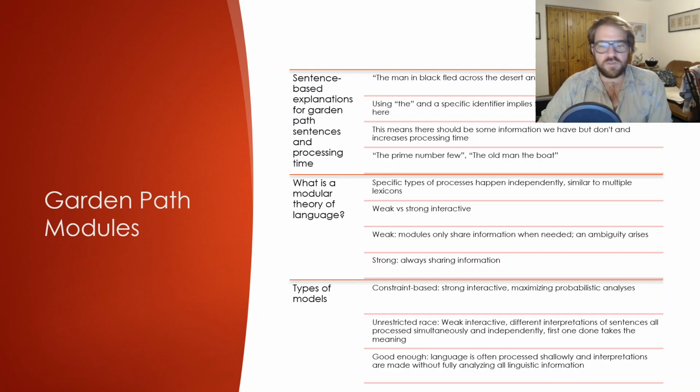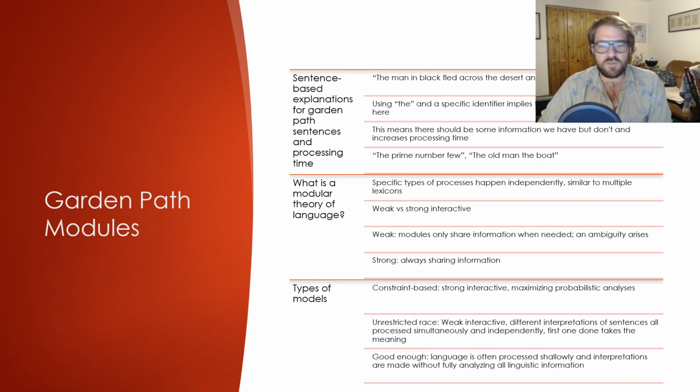And you can have weak and strong interactive models of these modular theories. So a weak interactive module means they don't interact very often. The modules are only going to share information when it's necessary. So like, let's say an ambiguity arises, the old man, the boat. And then you hear the sentence and you go, what the hell? The old man, the boat. You're just saying a list of two things. And so then you have to try to use other modules to figure this out.